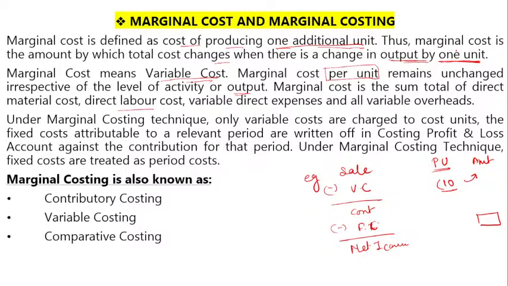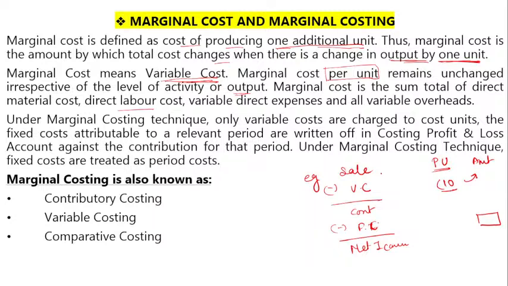If a company adds one more unit to its production, how does it change its total cost of production? The marginal cost is nothing but a variable cost, and the marginal cost per unit remains unchanged irrespective of the level of activity and output. That means the marginal costing is nothing but your variable cost.